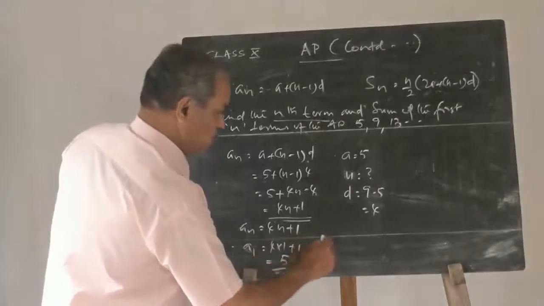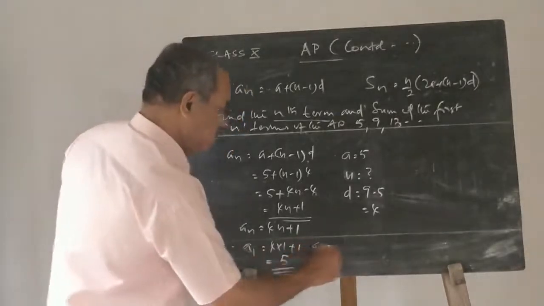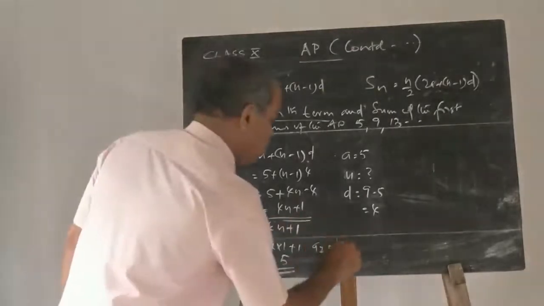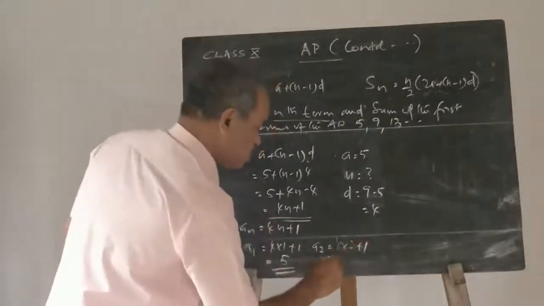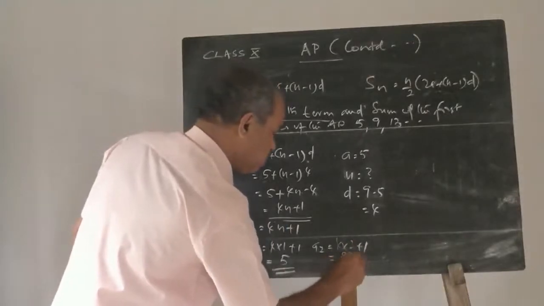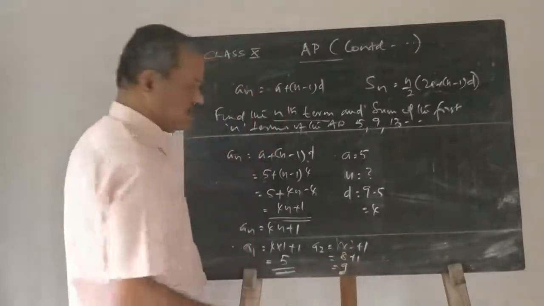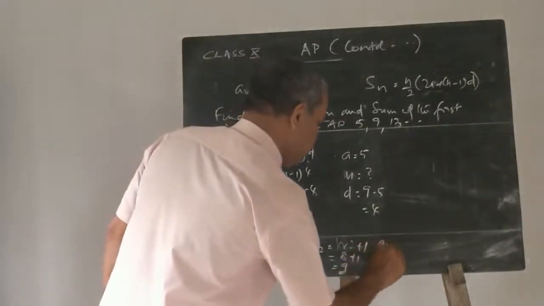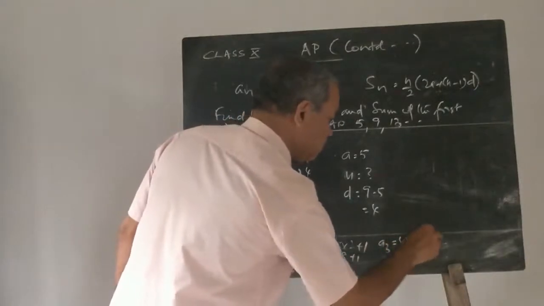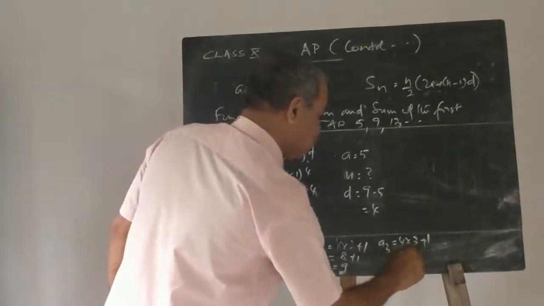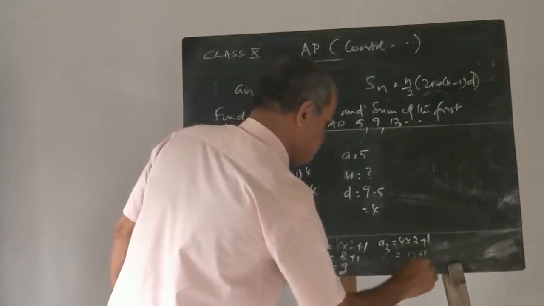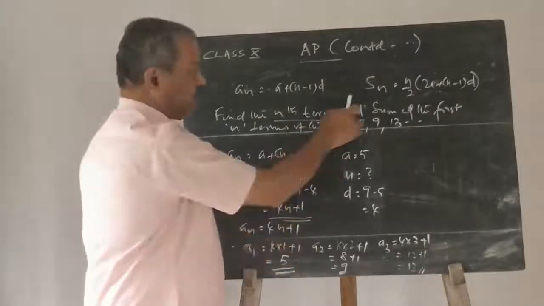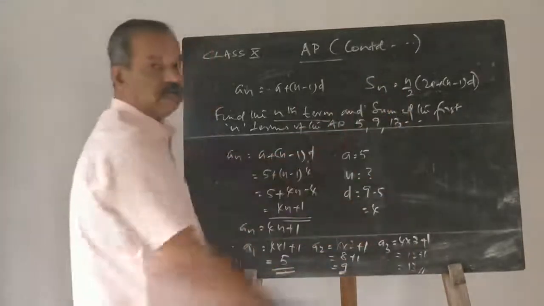Now, a2, the second term. In the place of n, we write 2. So a2 equals 4 into 2 plus 1, 8 plus 1, which is 9. To get the third term, replace n by 3. a3 equals 4 into 3 plus 1, 12 plus 1, which is 13. Now see, compare this with the given AP. First term 5, second term 9, third term 13, etc.